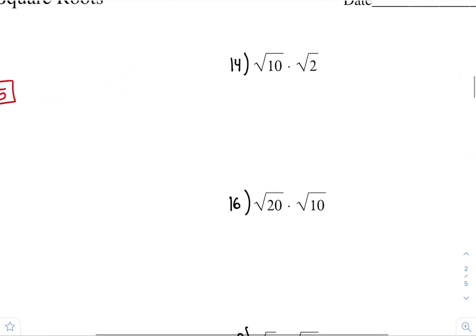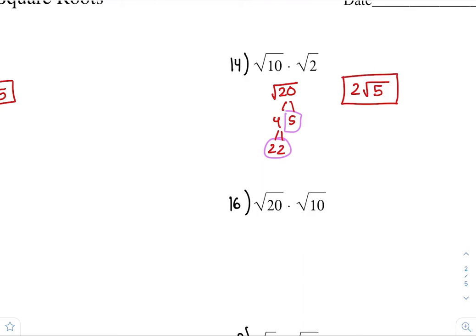Number 14. They're both inside the square root. So square root of 20. So factors of 20, 4 and 5. Factors of 4, 2 and 2. We found a pair and a leftover. The leftover goes on the inside, the pair goes on the outside. 2 square root of 5.